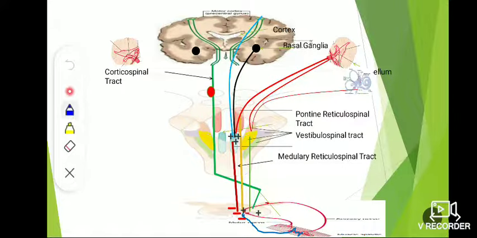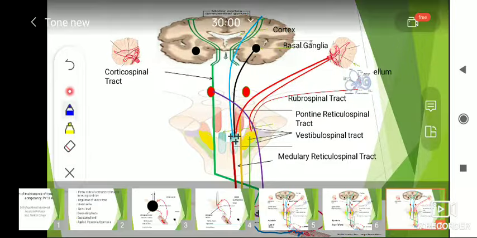Now this is our red nucleus, which is nothing but a sibling of cortex, that is the cerebrospinal tract.